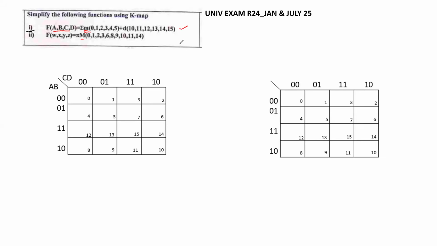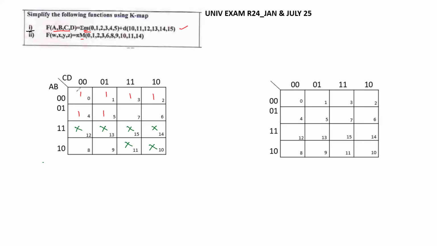First we'll see this one. Without don't cares, the values given are 0, 1, 2, 3, 4, 5. Next, many don't cares are here: 10, 11, 12, 13, 14, and 15. On the basis of that, we have to make the combinations.